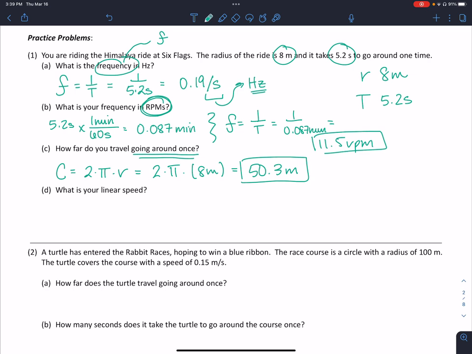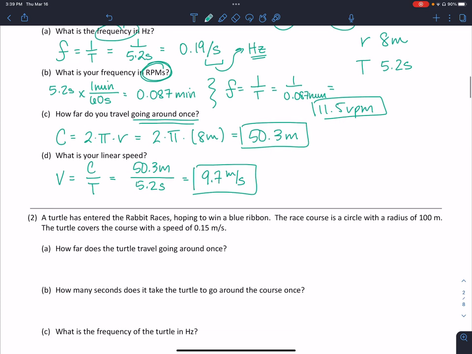That's the around portion of our circle. All right, and then last, what is your linear speed? So the velocity is going to be equal to that circumference divided by our period. So 50.3 meters divided by 5.2 seconds is going to be equal to 9.7 meters per second. So that is the velocity at which you are going around this circle if it has a circumference of 50.3 meters and it takes you 5.2 seconds to go around the whole thing.